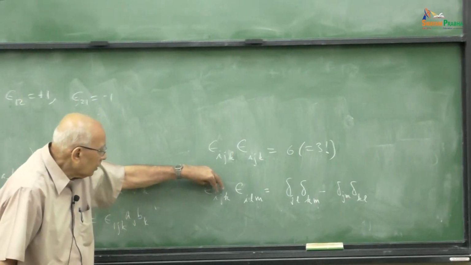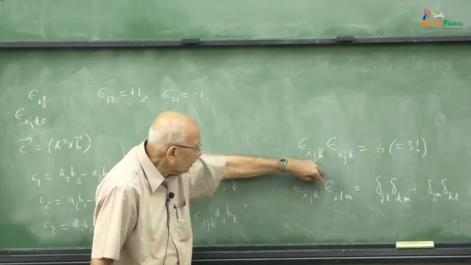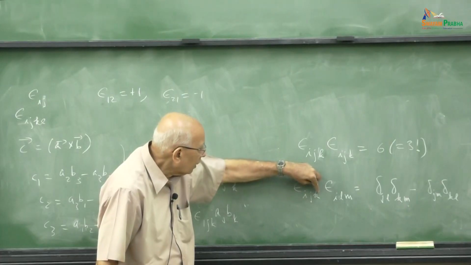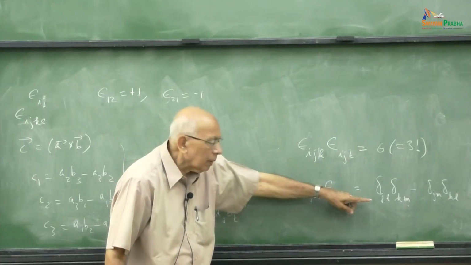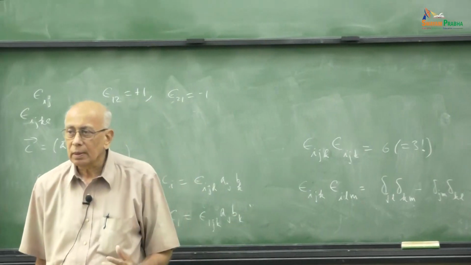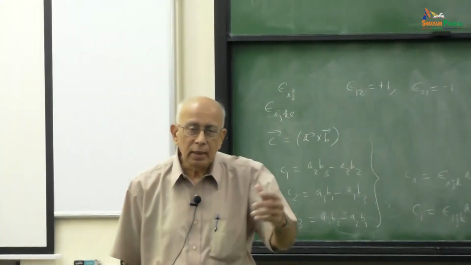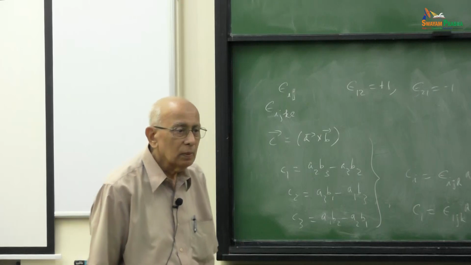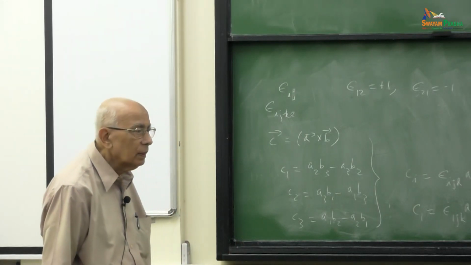So you have indices JK, LM, so J goes with L and K goes with M and gives you a plus Kronecker delta, and then you flip it over, it gives you minus Kronecker delta. The right hand side is a tensor of rank 4.